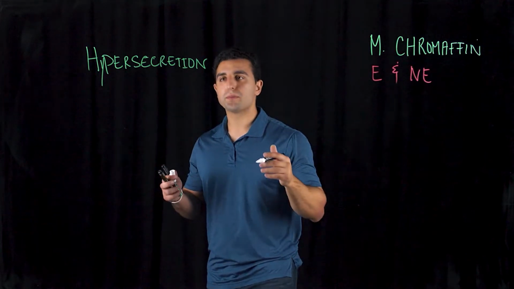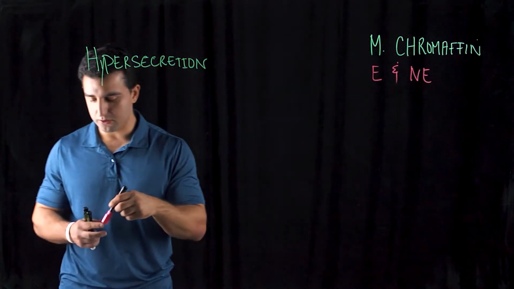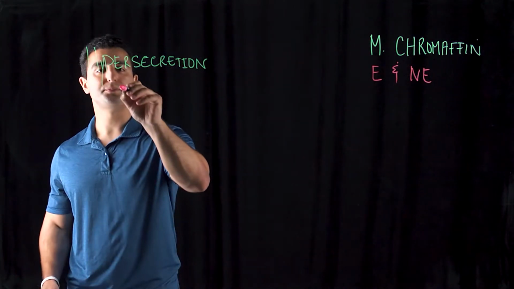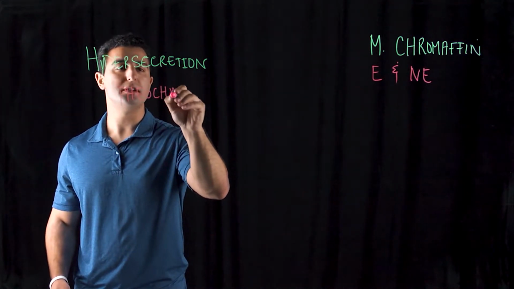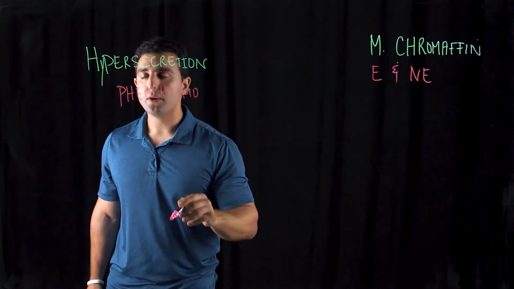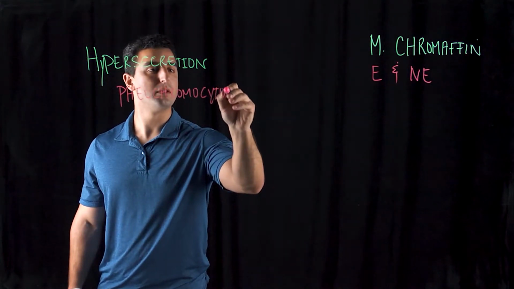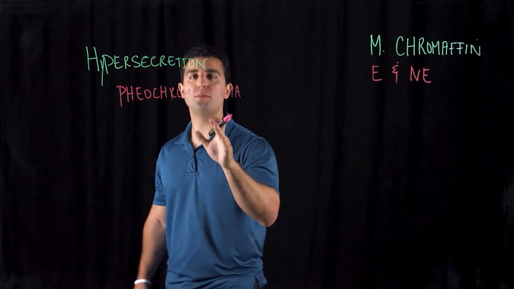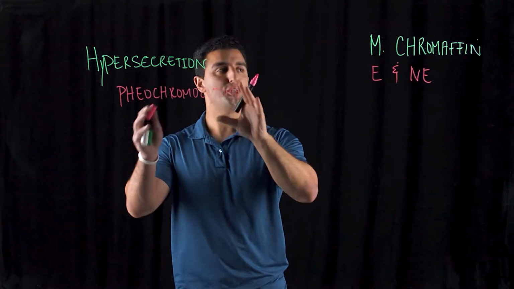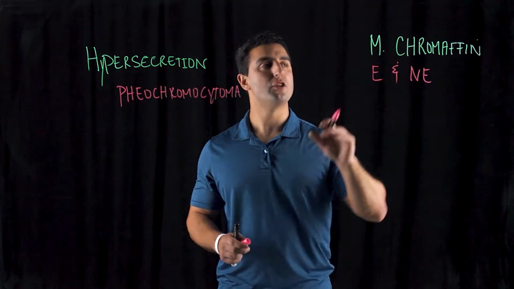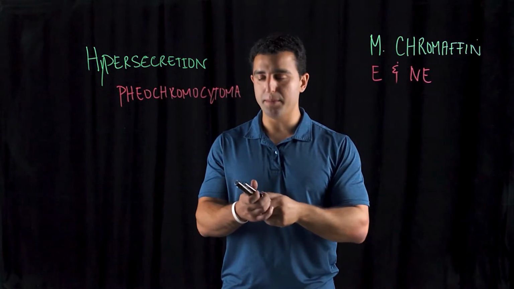A perfect example of this is called pheochromocytoma. This condition is when there is an abnormal tumor present in the adrenal medulla. It pushes pressure on these chromaffin cells to begin production of epinephrine and norepinephrine.